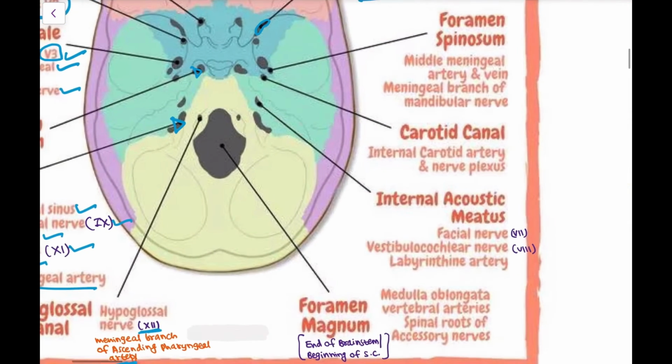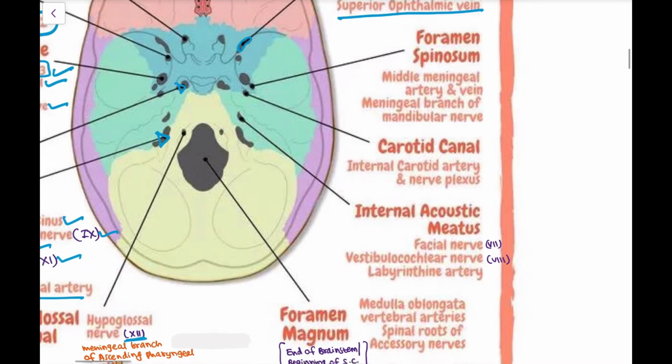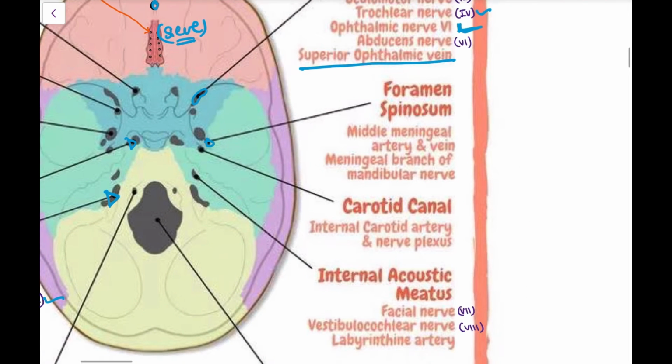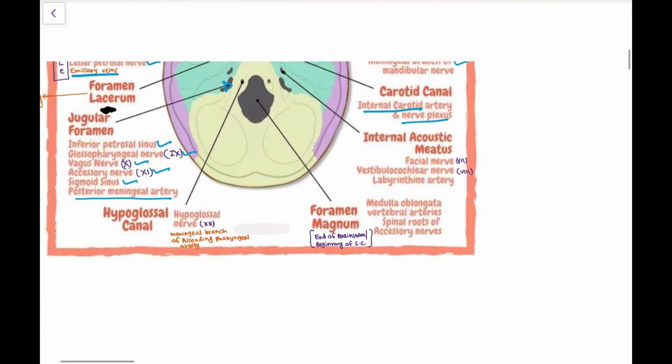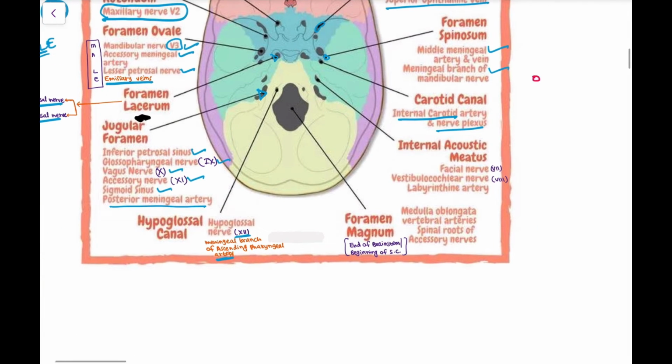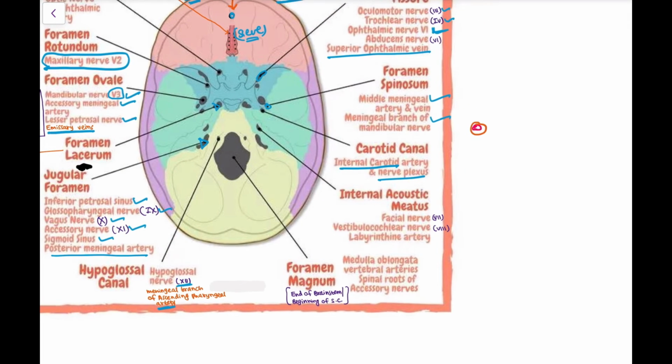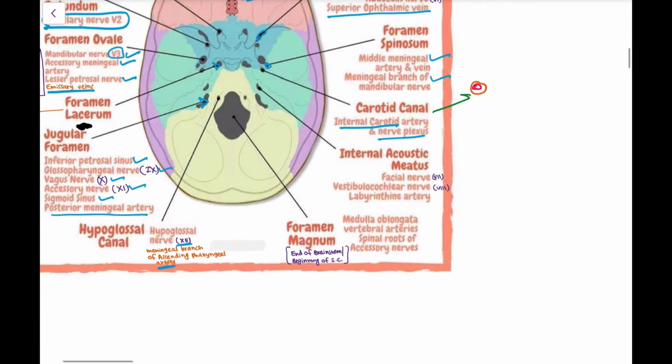Then foramen spinosum, through which the middle meningeal artery and vein, and meningeal branches of the mandibular nerve pass. Then the carotid canal: the internal carotid artery and the nerve plexus around it pass through this carotid canal.